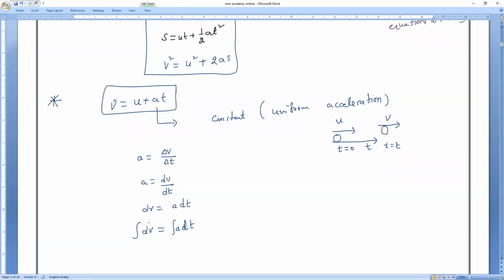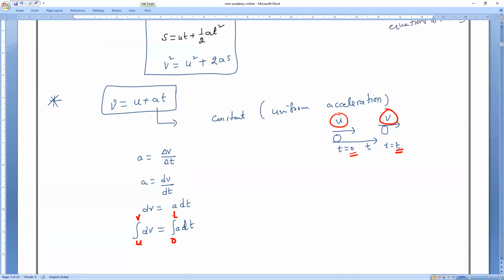Now, what is the velocity change? Check it, everybody. What are the limits? What is the velocity, Pradosh? Initial velocity u. Final velocity is what? v. Now time, check it. What are the limits? t is equal to zero to t.